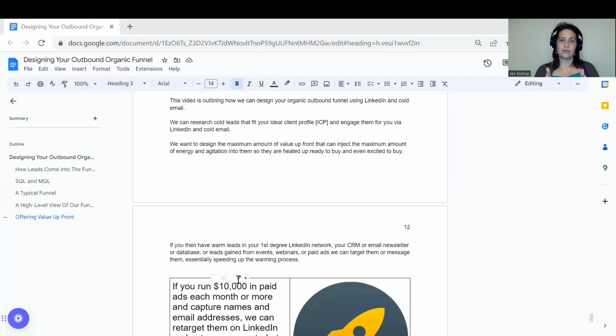But what we want to do is design the maximum amount of value that you can offer up front so that you get them in the funnel, and then continue to inject as much energy and heat as possible to get them down the funnel to the point of them being a hot pre-sold lead that is ready to buy now, and not just ready to buy, grateful to buy and excited to buy.